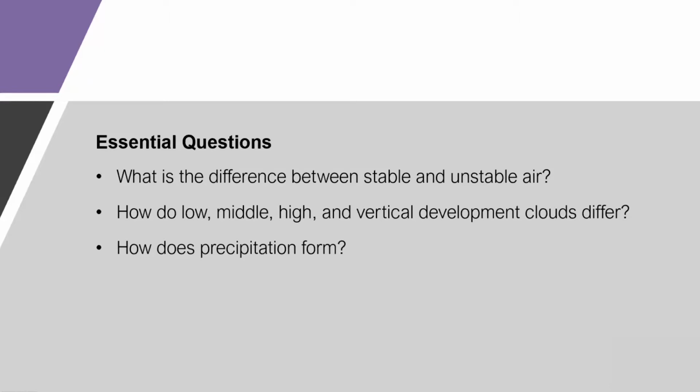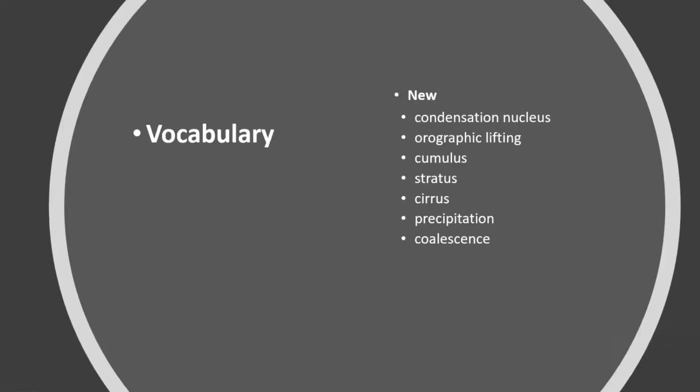So what is the difference between stable and unstable air? How do low, middle, high, and vertical displacement clouds differ? How does precipitation form?